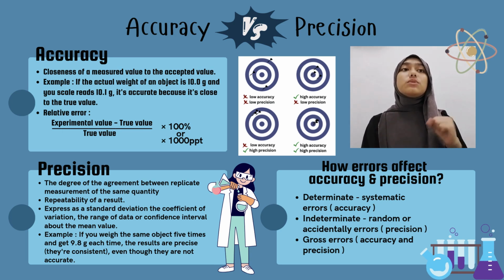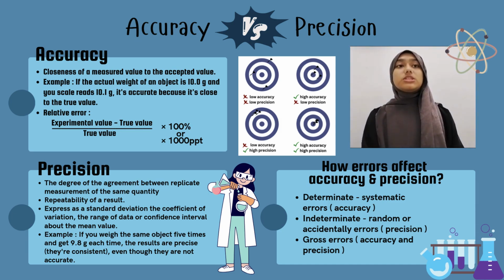For example, if the actual weight of an object is 10 grams and you measure 10.1 grams, it is accurate because it's close to the true value. Precision is the degree of agreement between replicate measurements of the same quantity, or repeatability of a result, expressed as a standard deviation, the coefficient of variation, the range of the data, or a confidence interval about the mean value. For example, if you weigh the same object 5 times and get 9.8 grams each time, the results are precise. They are consistent even though they are not accurate.